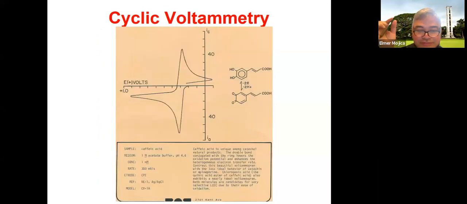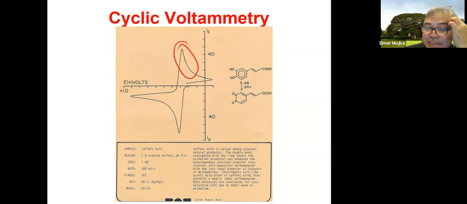Now, how about this one? Caffeic acid. So what can you say about the caffeic acid? Because they are reversible. Because you have the reduction peak here, and then you have the oxidation peak on the other hand. So they're almost the same.